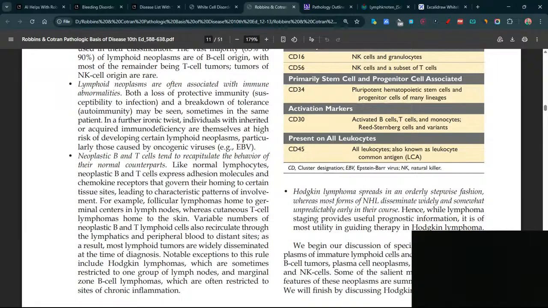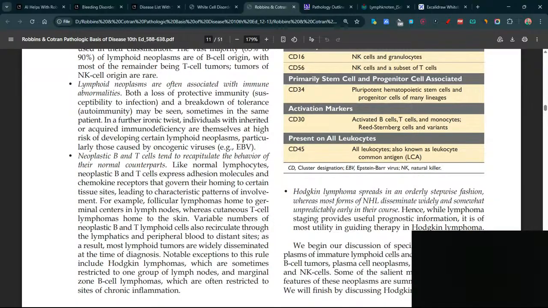In a further ironic twist, individuals with inherited or acquired immunodeficiency are themselves at higher risk of developing certain lymphoid neoplasms, particularly those caused by oncogenic viruses. So patients with this cancer often die from simple infection because their B cell is busy being cancerous and not fighting germs, and the body gets confused and starts attacking itself. So you are supposed to fight, but you are here, alright, trying to produce, and this is a joke.